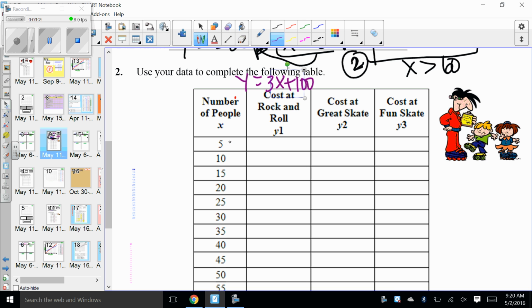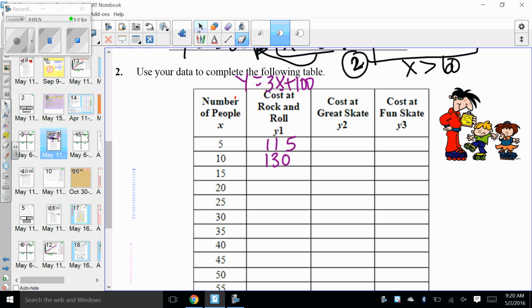All right. So what if we bring 5 people? Well, 5 people, $3 a person is $15 plus 100 at the beginning. So 3 times 5 is 15, plus 100 is $115. What if we bring 10 people? Well, 3 times 10 is 30, and 30 plus 100 is 130. So we're going to keep working through that scenario. We're going to input this x value, the number of people, into that equation, and we're going to work it all the way down the table.